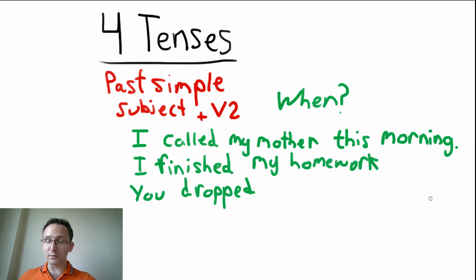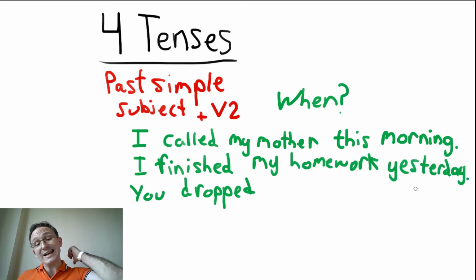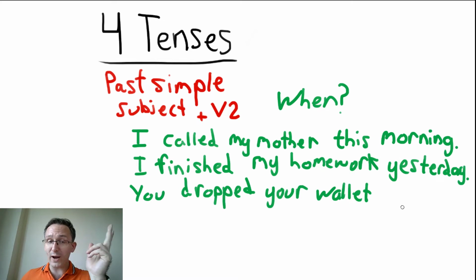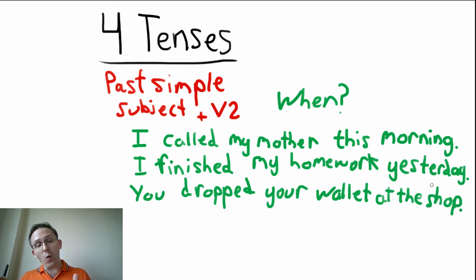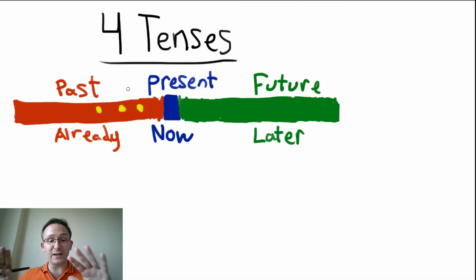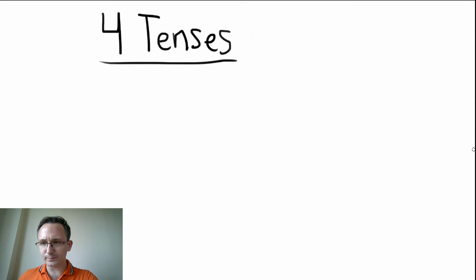I finished my homework. When? I finished my homework yesterday. It's done. I don't need to do it anymore. You dropped your wallet. When did I drop my wallet? You could say where. You dropped your wallet at the shop. Oh, I was at the shop last week or earlier this afternoon. I called my mother this morning. I called my mother last week. You dropped your wallet at the store. That's right here. So it's in the past. It's finished. Let's go to the next one.